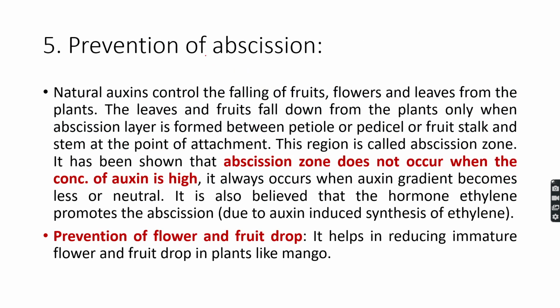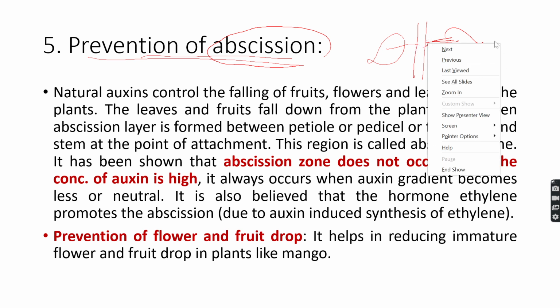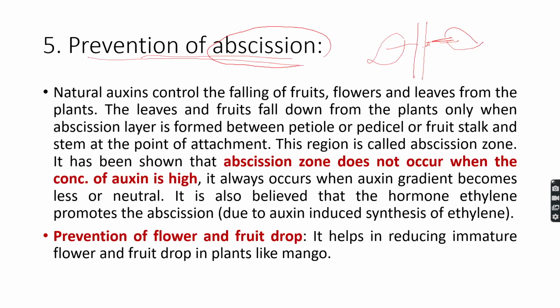Now coming to the fifth important role of auxin, that is the prevention of abscission. What is abscission now? Abscission is when a plant part is detaching from its mother plant. We call it as abscission. Such as in winter there is leaf fall, then after ripening flower is dropping from its mother plant, and fruits after ripening are dropping from the mother plant. Such kind of process is called as abscission.